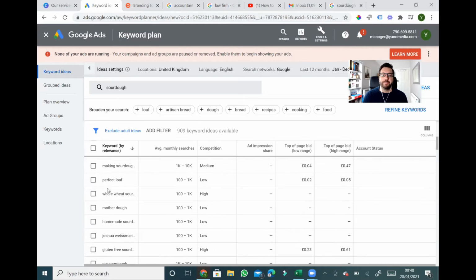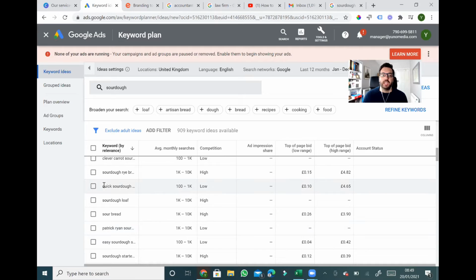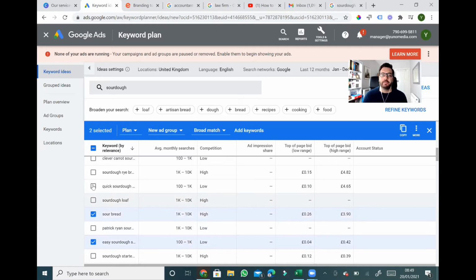Now, what is also nice about this is it gives you a ton of keyword ideas. So if you scroll down here, it gives you a load of ideas that you could use. For example, it's got quick sourdough, and I'm sure it says quick sourdough recipe. That's only 10p to get to the top of the page, but it can go up to 465, so you could put a cap on that. Easy sourdough starter, as you can see, that's down at 4p. And as you go down, you can literally just tick the ones you want, and you can say add keywords, and you can add keywords and choose a plan.